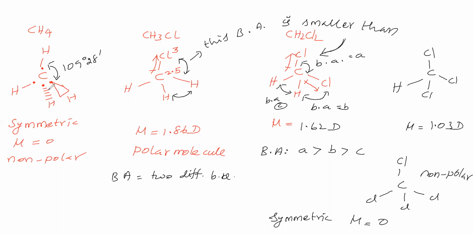So, if we replace the H by Cl, the CH3Cl has a dipole moment. Then, on replacing hydrogen by Cl, the dipole moment goes on reducing. When all the hydrogens are replaced by Cl, the dipole moment is 0.